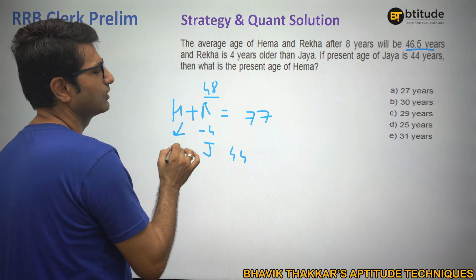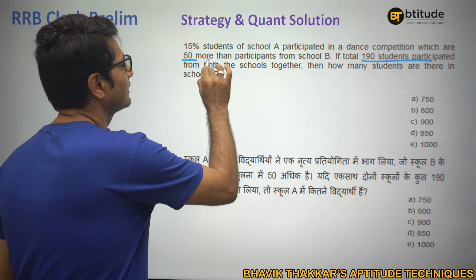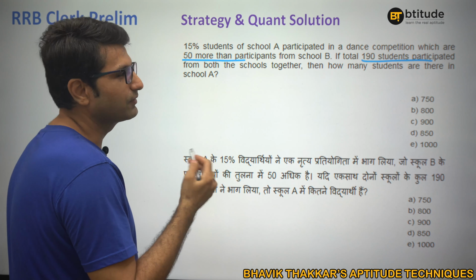Alright then, what about this one? Dance competition. Okay. Total 190 students participated and the difference is 50 in between. So 190 plus 50, 240, half of 240 is 120. So A will be 120 and total is 190, so B will be 70. So that's a trick. You should be knowing about this trick.